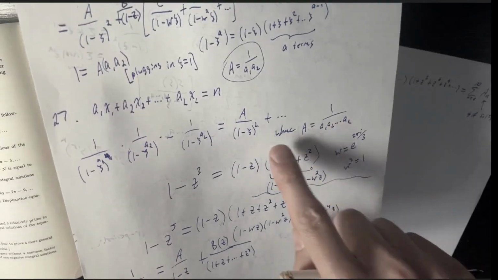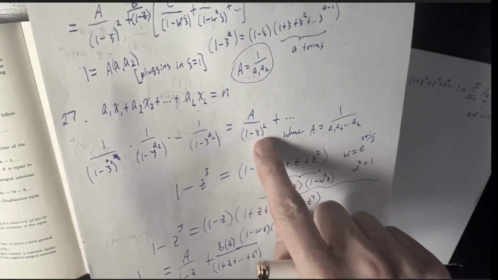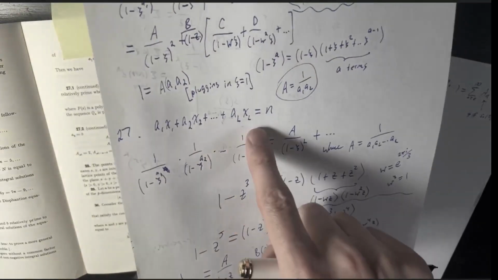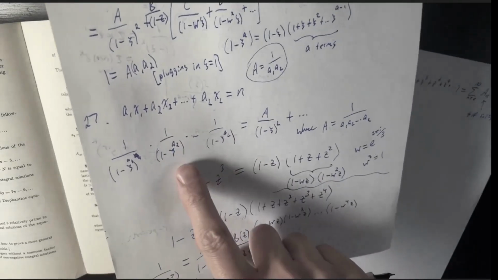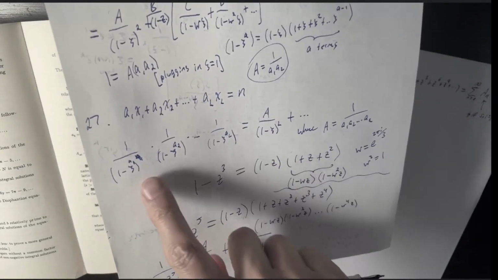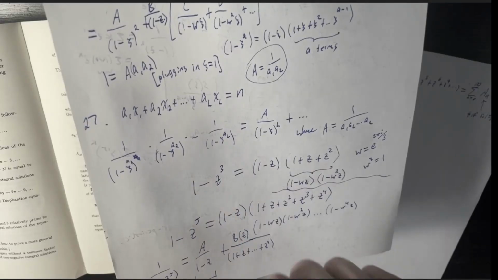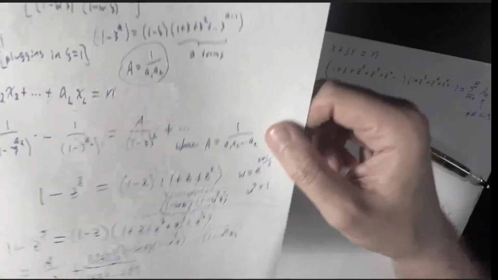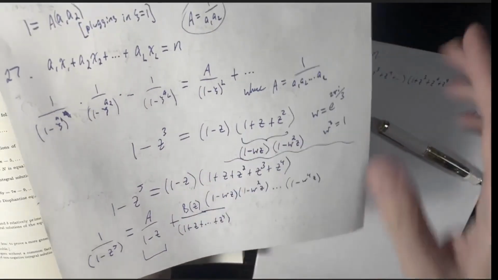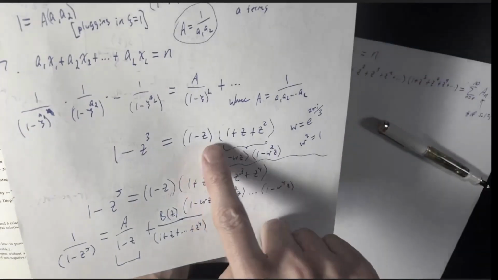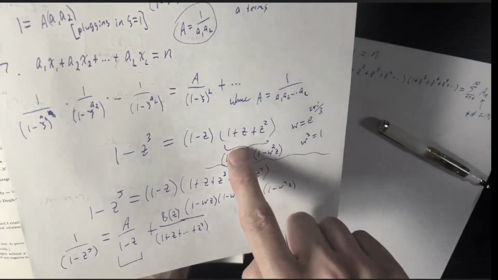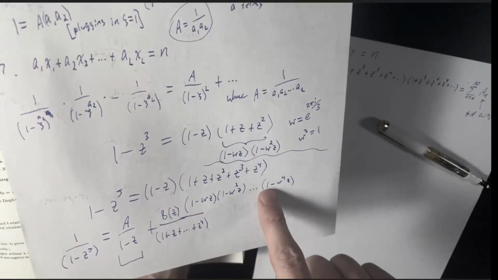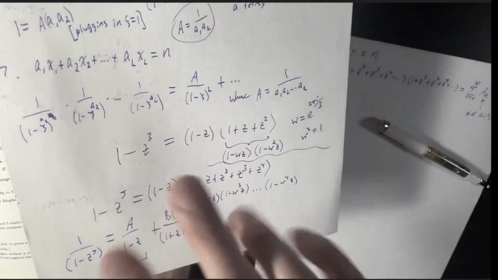Everything else will have lesser degree than L. In fact, everything else, because these were relatively prime, no one else shares any roots over here. If you were to fully factor it over the complex numbers, it looks like this. These roots are not the same as these roots, as long as they're relatively prime.